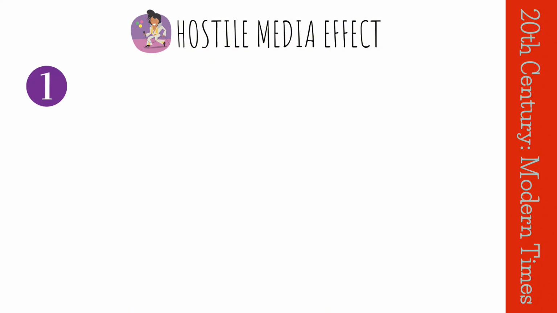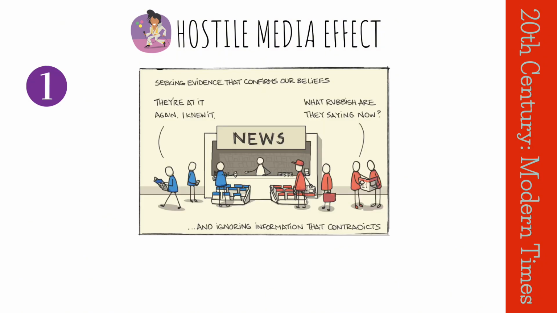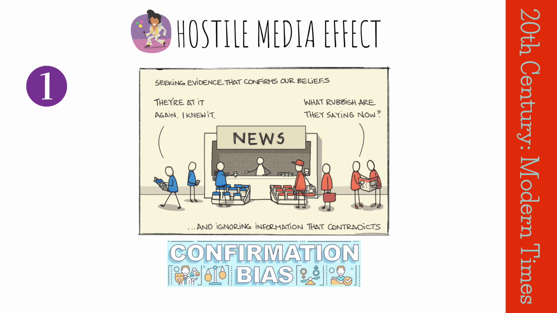One reason is that people tend to pay more attention to information that confirms their existing beliefs. This is called confirmation bias. When people see news articles or TV reports that confirm their beliefs, they are more likely to remember them and believe them to be accurate.